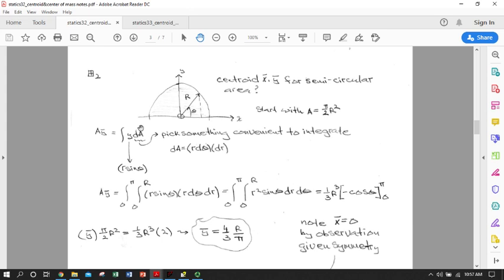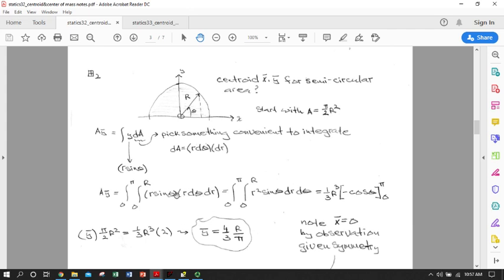Works for any theta. Trig still works. So, easy substitution. My y position for my integral for my centroid is r sine theta, and dA is equal to r d theta dr. So I put that together in the integral. So I have r sine theta times r d theta dr.